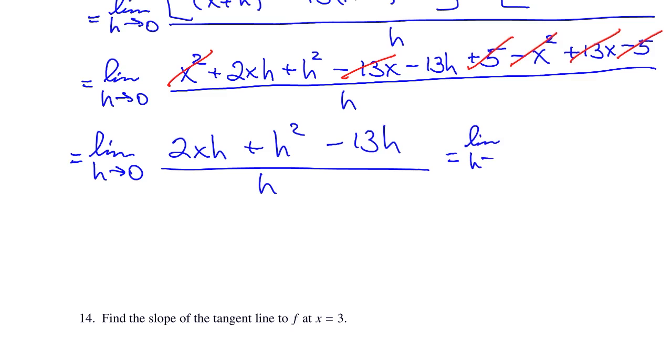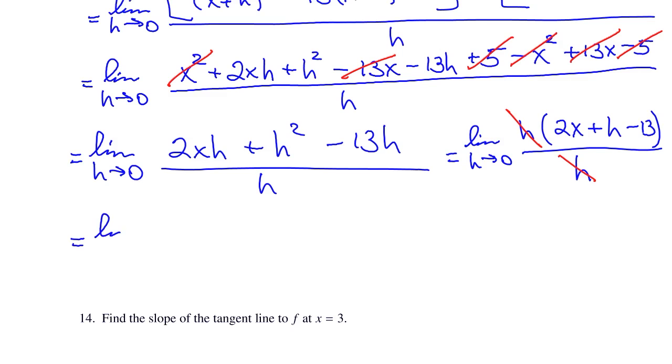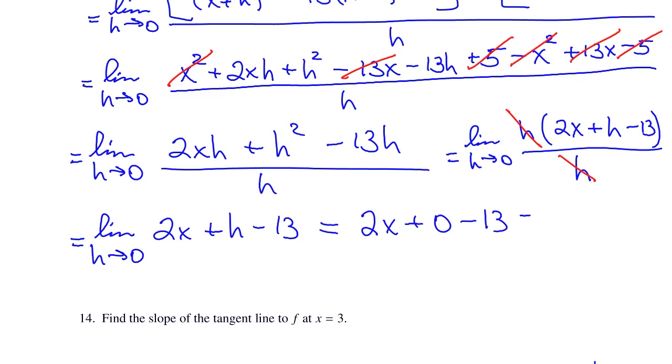Let's factor out the h. So that leaves me with h times 2x plus h minus 13, over h. The h's cancel, leaving me with the limit as h goes to 0 of 2x plus h minus 13. Now that we don't have a denominator, we can evaluate the limit by taking h goes to 0. And that gives me 2x minus 13.